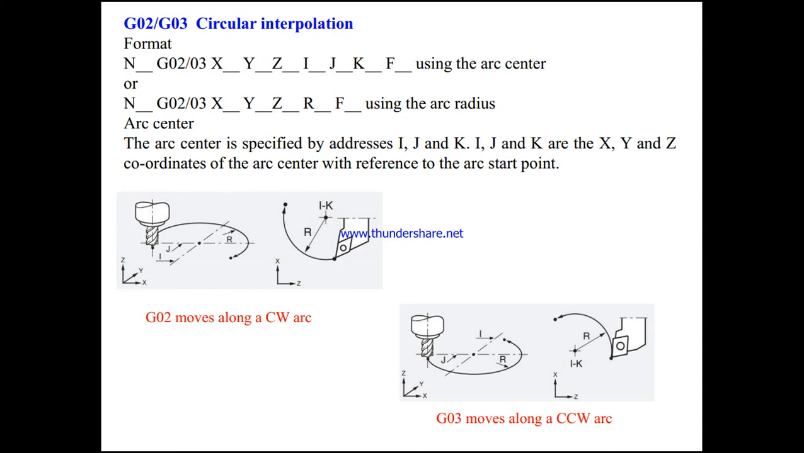The arc center is specified by the address, that is where exactly the tool has to be. The address is given by IJK. IJK are the X, Y and Z coordinates of the arc center with reference to the arc start point. G02 moves along a clockwise arc, so it moves in the clockwise direction, whereas G03 moves in the counterclockwise direction. So that is the difference.